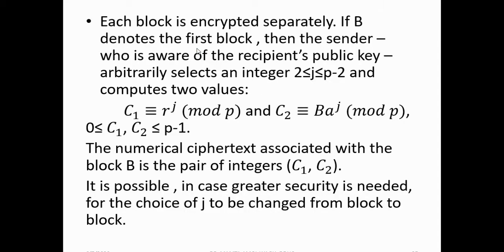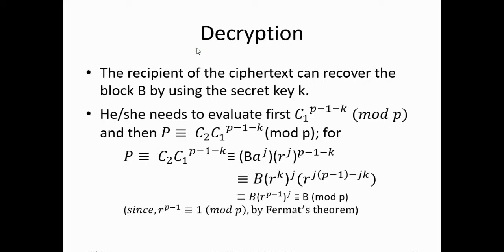Once the encryption is done, we have to decrypt the message. The recipient of the ciphertext can recover the block B by using the secret key k. Let us see how. She needs to first evaluate C1 to the power p minus 1 minus k, because she knows the pair C1, C2. K is the secret key which is already known to her. So C1 to the power p minus 1 minus k mod p can be computed.